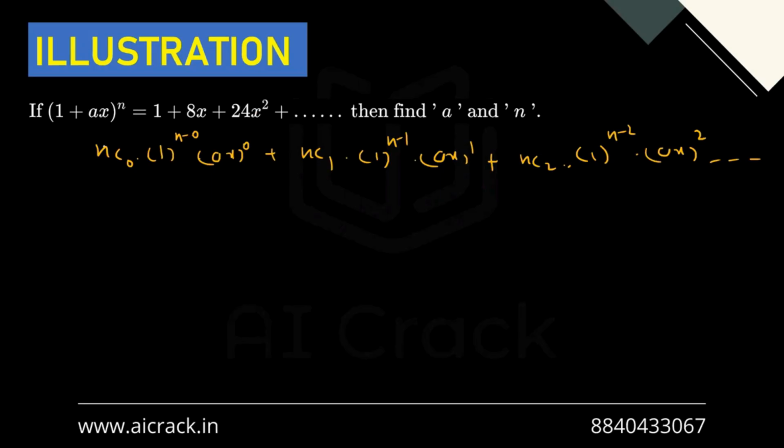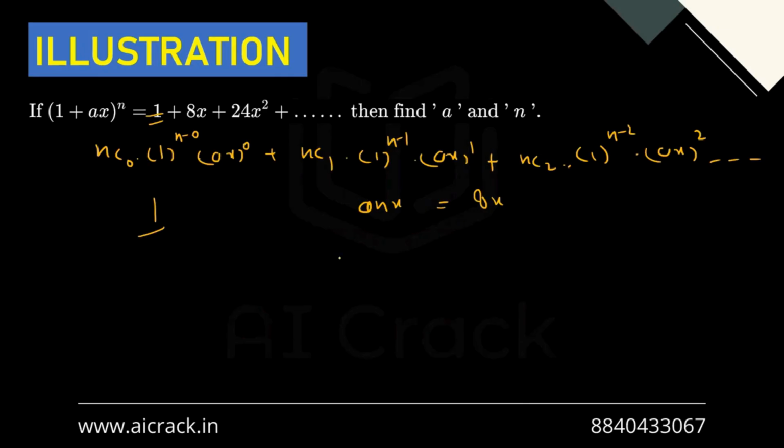Now let's compare it. So nC0 is 1, we studied that, and this is 1 only. So basically this is 1, this is 1, and this is also 1. So the first term is 1, and we don't have to do anything with this first term. Now in the second term, nC1 would be n, and 1 raised to n minus 1 would be 1, and (ax) raised to 1 would be ax only. So here we have got anx, and that equals 8x.